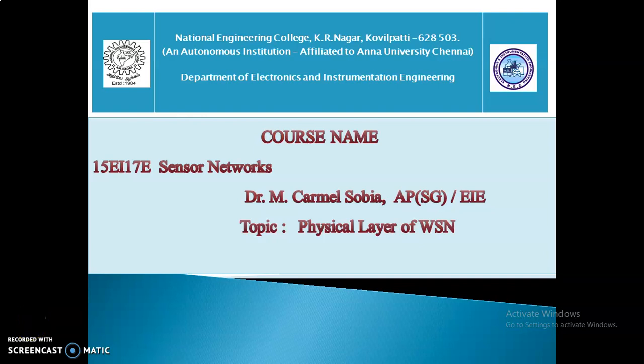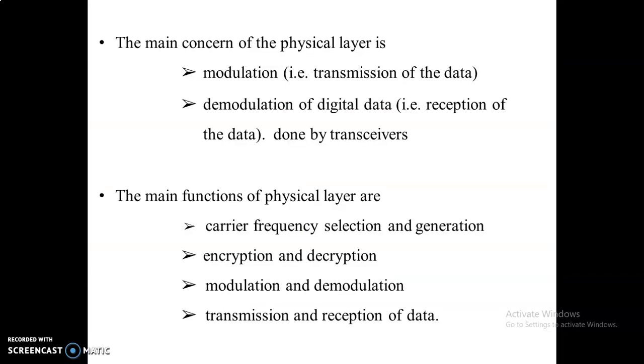Hi guys, in the previous class we had a discussion on the ISO OSI model. In that we discussed the 7 layers, out of which we are going to see the physical layer of WSN today. What does the physical layer talk about?